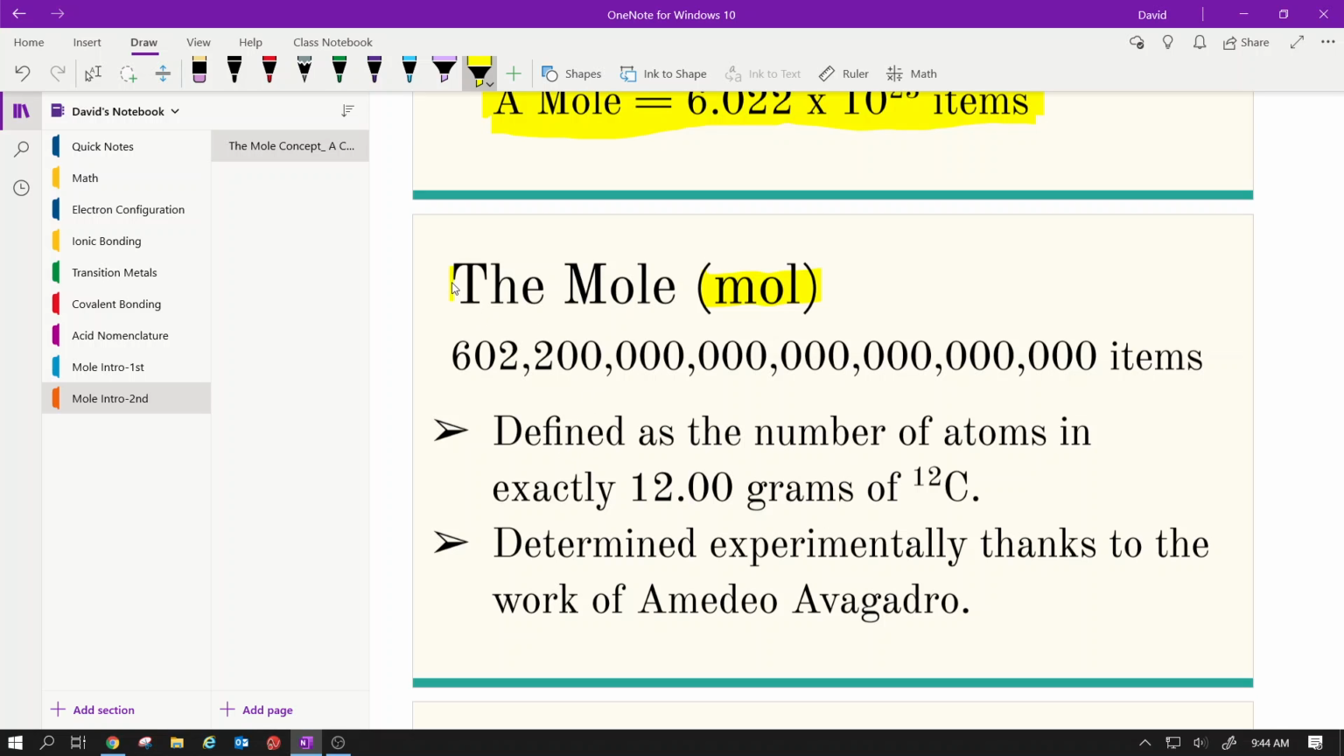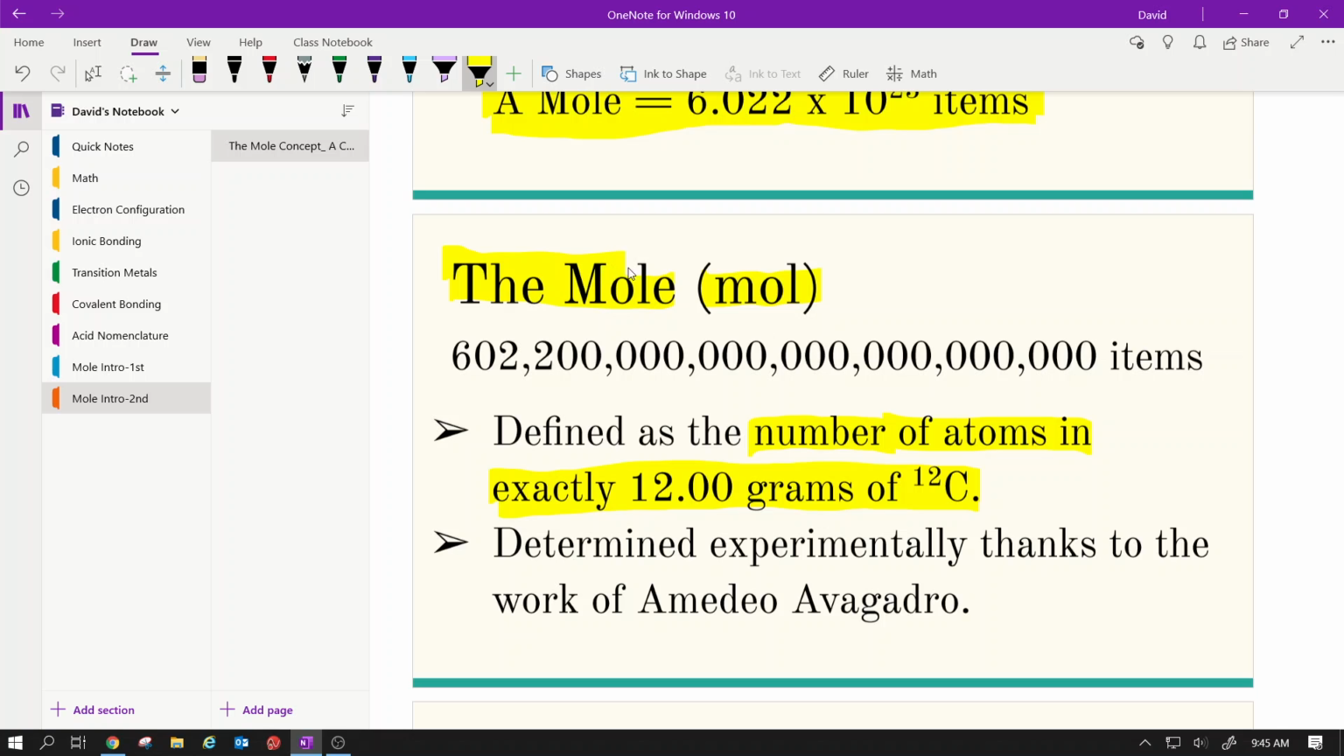Hey, I want you to know that the mole is defined as the number. Remember, we're defining a number, like a dozen is 12. A mole is the number of atoms in 12 grams of carbon-12. So it is exactly the number of atoms in exactly 12.00 grams of carbon-12. You remember when I put that number up there, that means it's a particular isotope. Carbon-12 is the isotope of carbon that has a mass of 12. That is 6 protons and 6 neutrons.